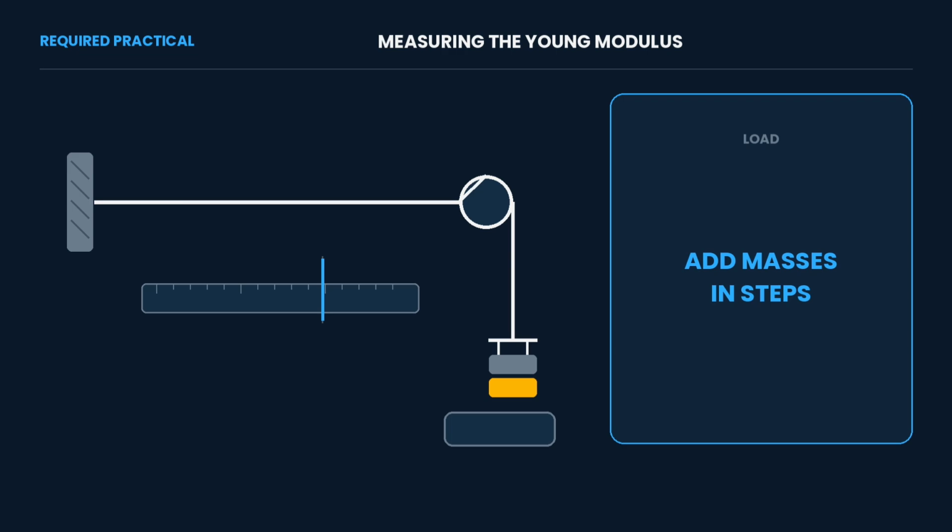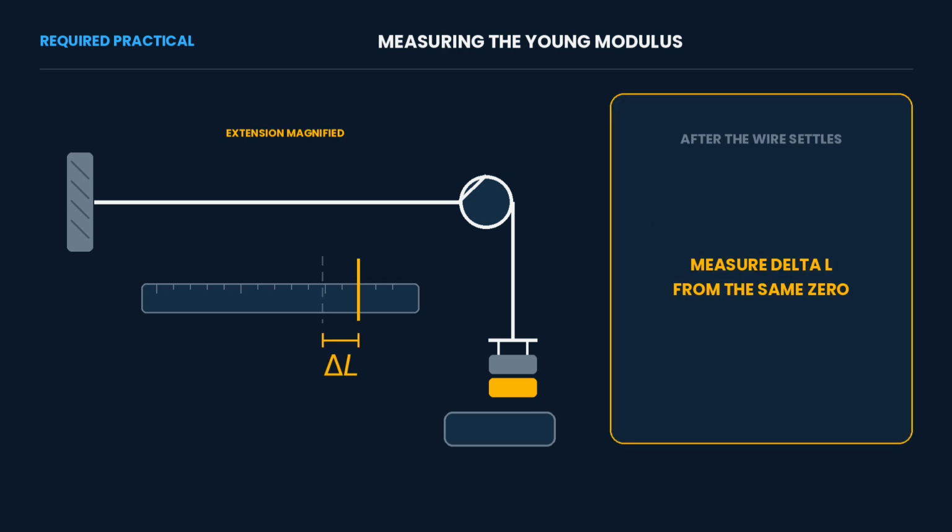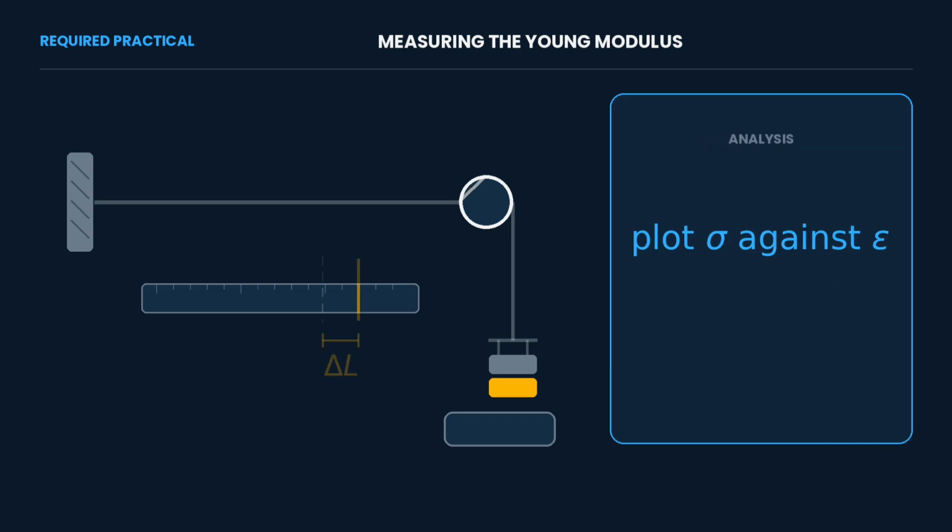Add masses in steps over a low friction pulley. Relative to the preload, ΔF equals Δmg. Measure ΔL from the zero after the wire settles. Keep everything within the proportional region and then unload to check that you've got elastic recovery. Use those changes to calculate stress and strain and then plot the graph. Its straight line gradient is the Young modulus.